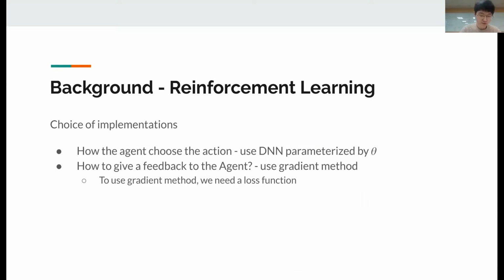So we have a choice of implementations on how the agent chooses the action and how to give feedback to the agent. We use a deep neural network parameterized by theta for the action policy and give feedback to the agent by gradient method. To use a gradient method, we need a loss function. From now on, we are going to talk about various reinforcement learning algorithms that emerge according to various loss functions.